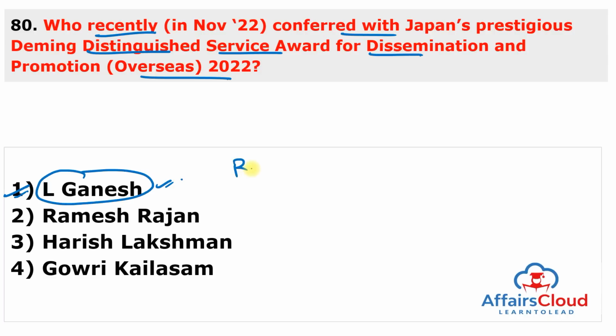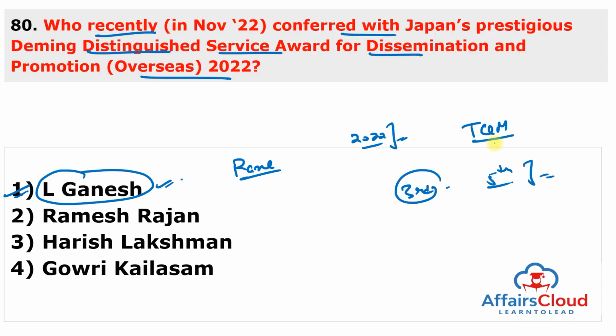L. Ganesh, chairman of Rane Group, was conferred with Japan's prestigious Deming Distinguished Service Award for Dissemination and Promotion Overseas 2022 for his outstanding contribution to the dissemination and promotion of total quality management. L. Ganesh is the third Indian and the fifth person in the world to receive this honor.